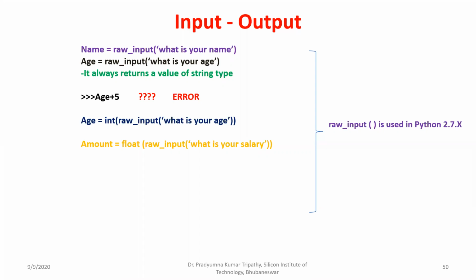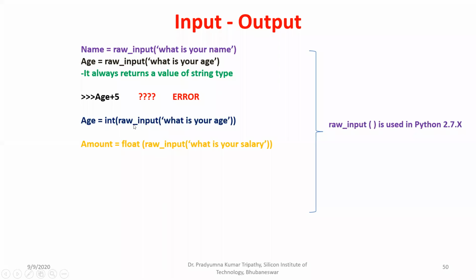See over here that we have given raw underscore input, and it always returns a string type of value. So if I input what is your age and I input 5, 5 is stored in age. If I try to print age plus 5, this will give you an error because age is a string. A string cannot be added with an integer. So this gives you an error.